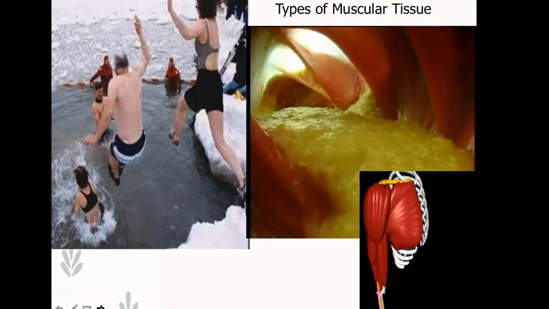So we have three different types of muscular tissue in our body. We have skeletal muscle, which you can see here, we use it in our muscles to move, jump, run. We also have cardiac muscle, so the muscle that's found in our heart. And then we also have smooth muscle. Smooth muscle is found in our vessels, such as our veins and arteries, and then also found in our digestive tract. It also is found in the uterus.